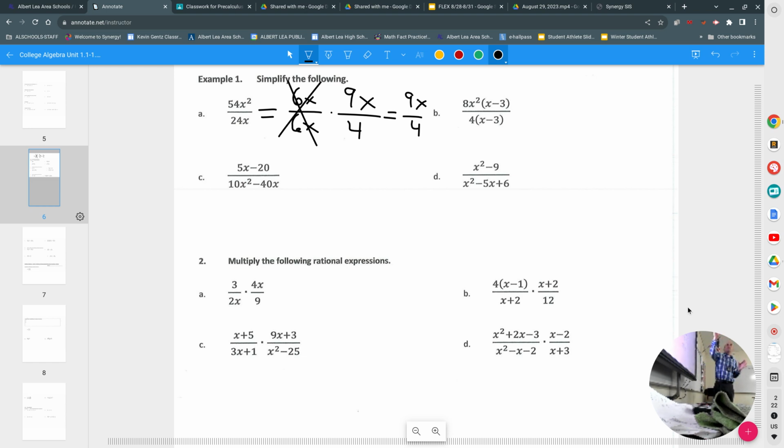In letter B, you can see it's already in factored form. The x minus 3's will reduce to 1. And we get 8x squared over 4, which reduces to 2x squared.